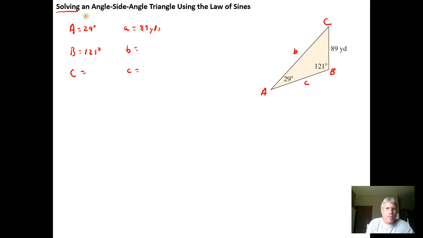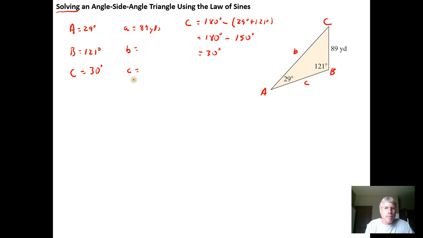And probably the first step here is to get the third angle, because that's going to be the easiest thing to do. So I'm going to get angle C. We know that C is going to equal the 180 degrees that a triangle sums up to, minus the sum of the two angles that we already have. So this is going to be 180 degrees minus 150 degrees, since these add up to 150 degrees. And so when we take this difference, we get a 30-degree angle.